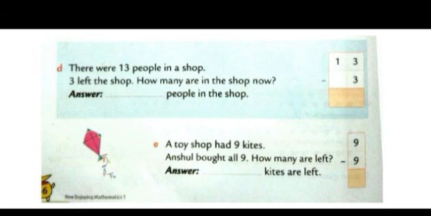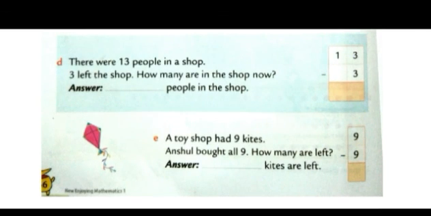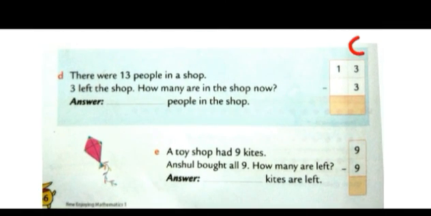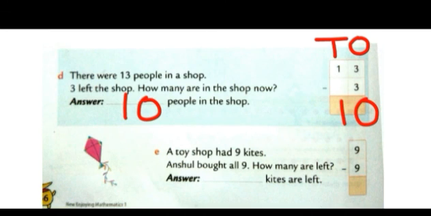Now see the next one. There were 13 people in a shop. 3 left the shop. How many are in the shop now? 13 people are there in a shop. Out of that, 3 left the shop. How many are left? This we can do without using a number strip also. This is the ones column and this is the tens. First we will subtract the ones. 3 minus 3 is 0. And now moving on to the next step, subtract the tens. Only 1 is there, that 1 will come down. That means 10 people in the shop.